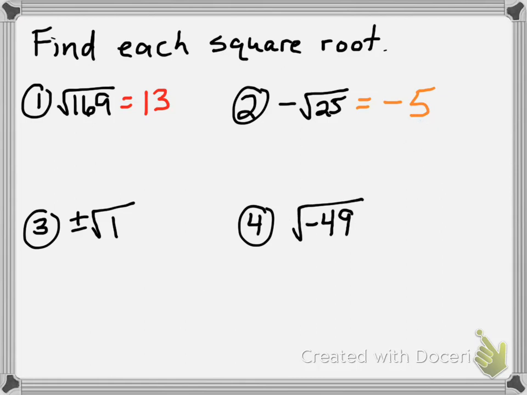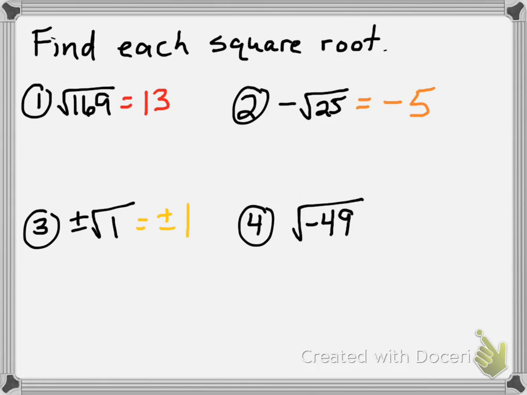Alright, for number 3, same idea. The square root of 1 is 1, but we have this symbol, plus or minus, which means it wants both answers. So it's going to be plus or minus 1. Okay, now you could also write that as two things. You could write 1 comma negative 1, or you could just use this symbol, plus or minus 1.